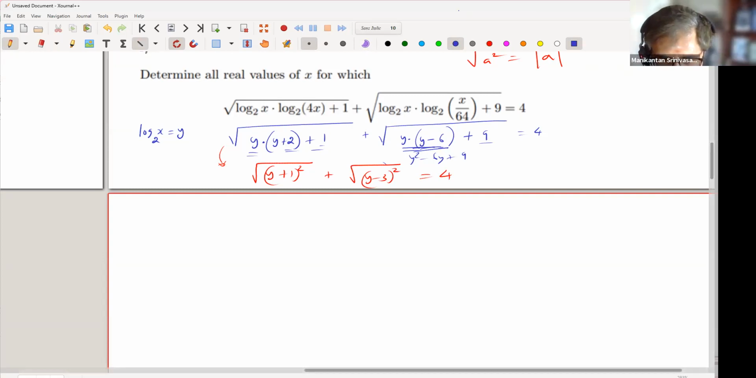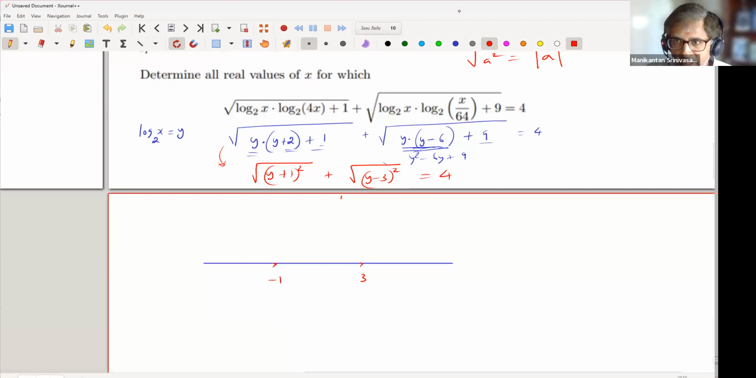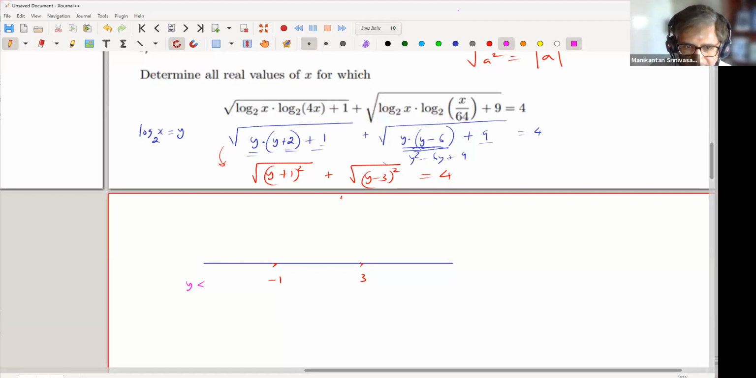So let's draw a simple number line and mark 2 points. Take minus 1 and take 3. Let's split the number line into 3 parts. In the left part, when y is less than minus 1, whether it is less than or equal to does not matter, the edge case does not matter, which means y plus 1 will be a negative number. So square root of y plus 1 whole squared will be negative of y plus 1. Just imagine y is minus 1.3, so negative of minus 0.3 will become a positive number.